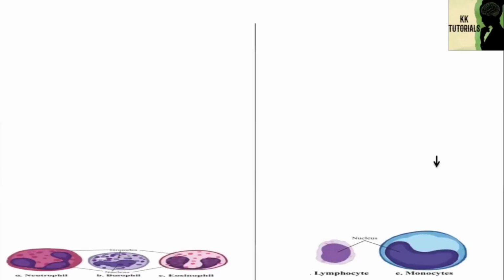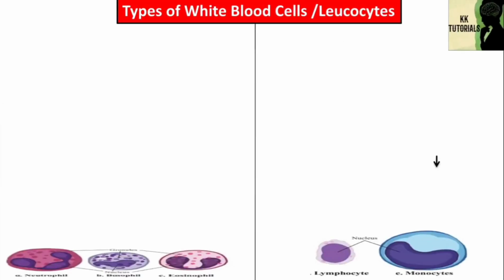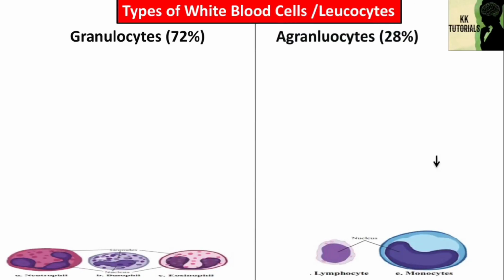Let's talk about types of white blood cells, that is leukocytes. There are two types of white blood cells. They are granulocytes, which contribute 72% of total WBCs, and agranulocytes, which contribute 28% of total WBCs.